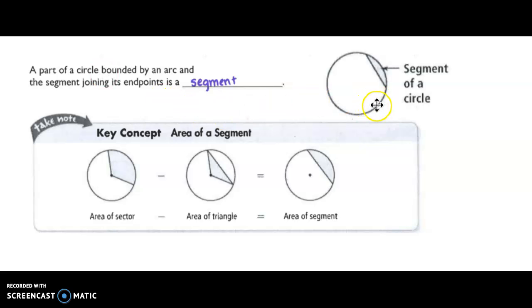Then you have what's called a segment of a circle, right? Now you might think, well, isn't that a sector? Isn't it part of a circle? No, a sector is bound by the central angle. A segment is somewhere not connected to the central angle. So you have the area of the segment, part of a circle bounded by an arc and a segment joining its endpoints. Notice there's nothing about a central angle here.